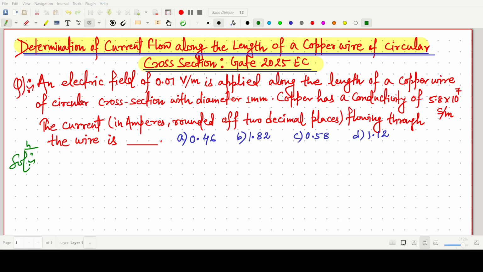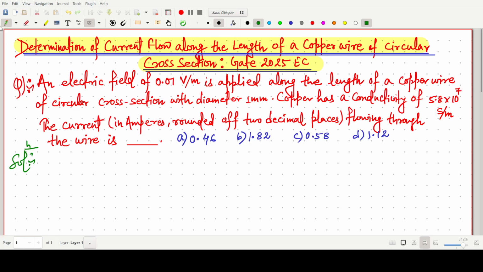Welcome everyone. In this video lecture, we will solve a numerical problem on GATE 2025 EC in which we have to determine the current flow along the length of copper wire of a circular cross section. This one is a question from the GATE 2025 EC. The actual question is: an electric field of 0.01 volt per meter is applied along the length of a copper wire of circular cross section with diameter 1 mm.